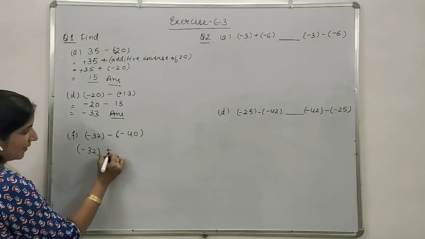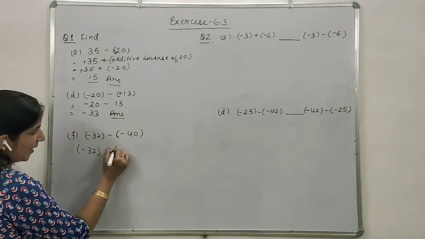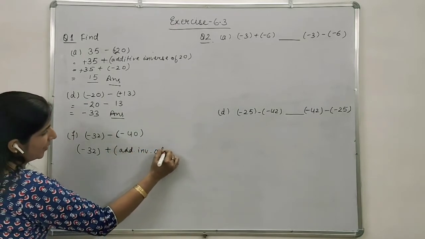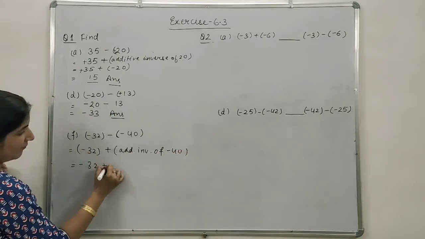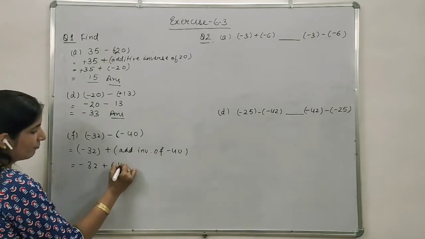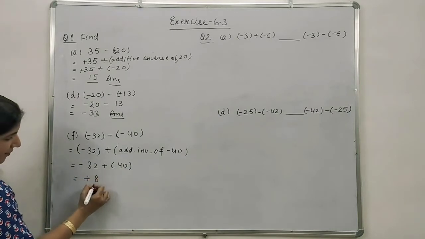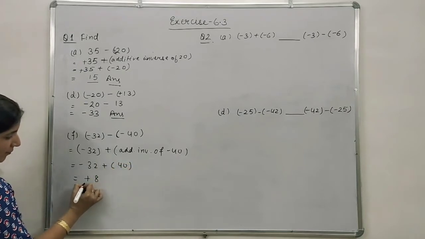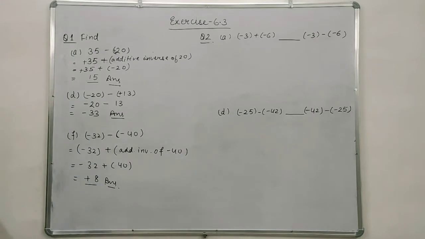Either you can do it directly, like this, or as I told you, we can put the plus sign and write, in short form, the additive inverse of minus 40. Okay, so minus 32, and what will be the additive inverse of minus 40? The additive inverse of minus 40 will be 40. So now it is easy for you to solve. You can write here plus 8, the difference of these, and then the sign of the bigger will come. So plus 8 is the answer. In this way you can solve these questions.